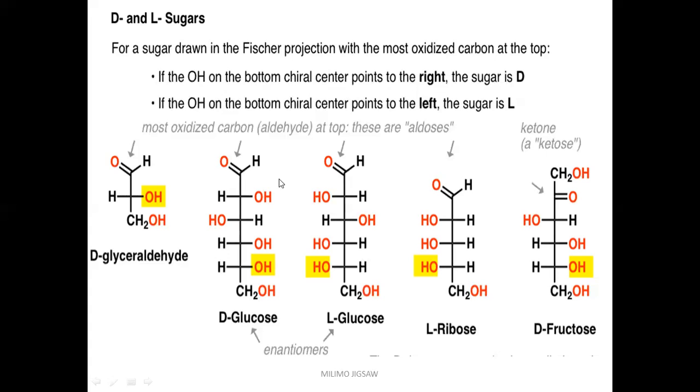For example, in the hospital, sometimes patients are given what is called dextrose. So it simply means that's glucose. D-glucose, so dextrose, D-glucose.